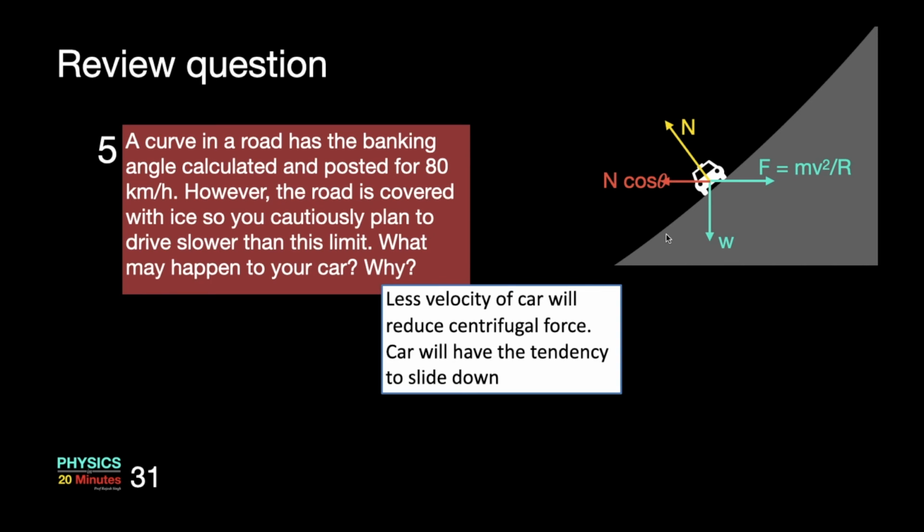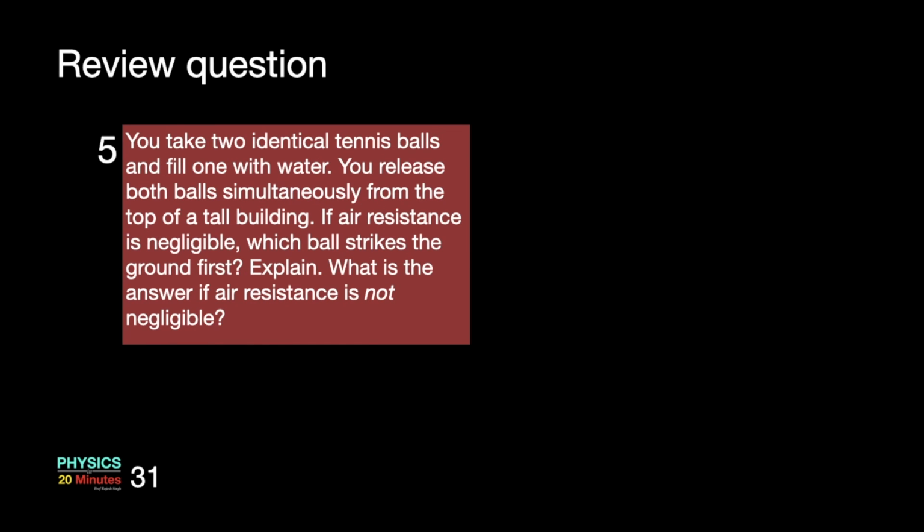So going to the next, you take two identical tennis balls, fill one with water. You release both balls simultaneously from the top of a tall building. If the air resistance is negligible, which ball strikes the ground first? Explain what is the answer if the air resistance is not negligible. So answer to the first part, both will hit the ground simultaneously. So remember, the acceleration of falling bodies are independent of their masses.